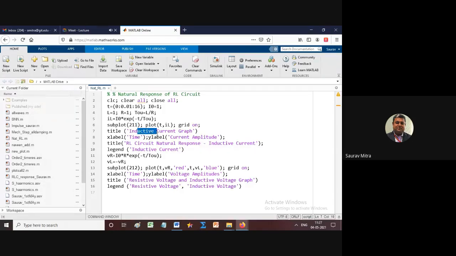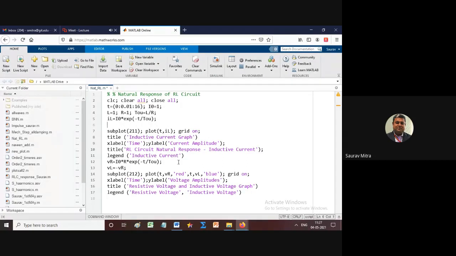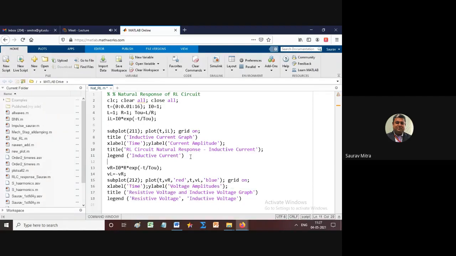What is the first graph? It is the inductive current, which is nothing but IL. IL is equal to I0 into e raised to minus t by tau, that I will be plotting. So x-axis is time, y-axis is current amplitude. Title: RL circuit natural response inductive current. Legend: inductive current. So this will be given in the first graph, and this is the first graph, and this is all about the second graph.